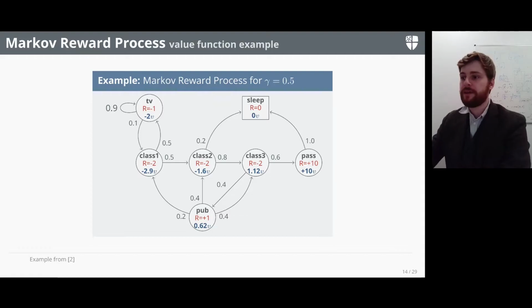Okay, so if we put that all together, we can compute the value of being in every state. We can see just by eyeballing these values that the best state to be in is this pass state where we've got most value. Then it's quite good to be in class 2, we've got like 1.12. Then it's not quite so good to be in the pub. And it's not that great to be in class 2, negative, and it's really bad to be in class 1, and so on. And then at sleeping we have 0 value.